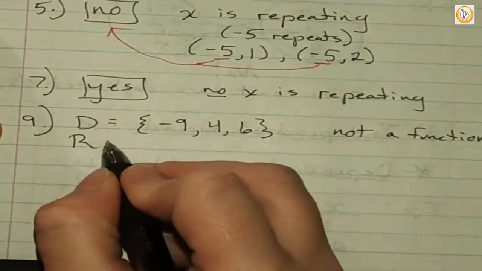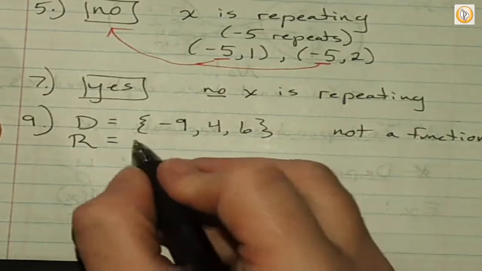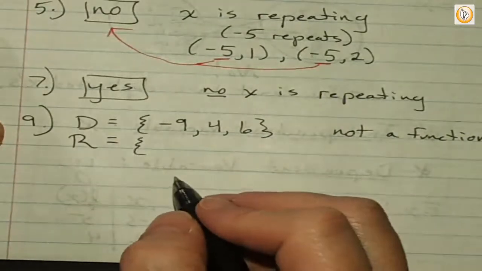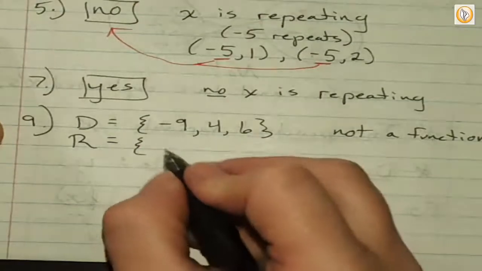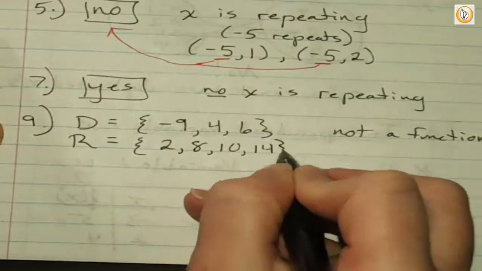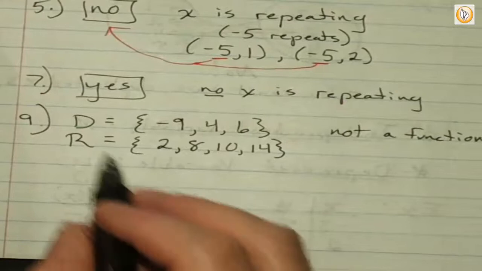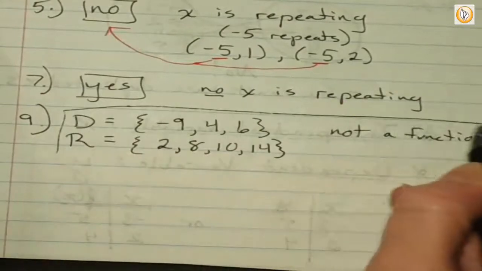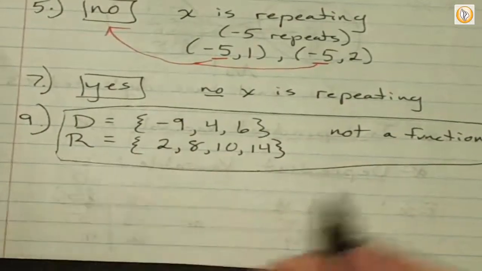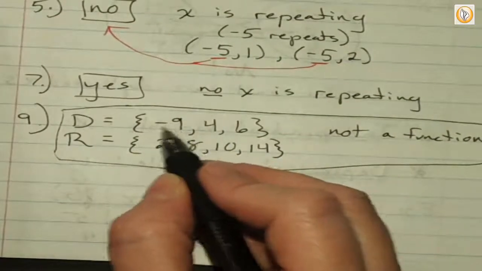Okay. So what is the range? I'm sorry, writing it down. Okay. Aiden, what's the range? 2, 8, 10, 14. There you go. And it was done in order from least to greatest. No repeaters. Perfect. This whole thing is your answer. And it is not a function because there were 2 -9s in the domain.